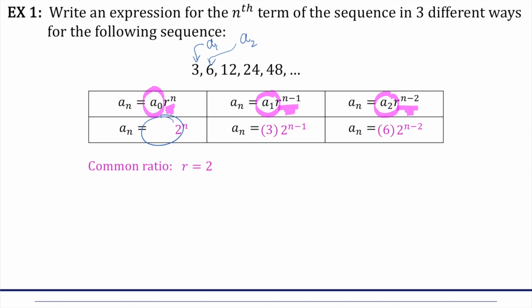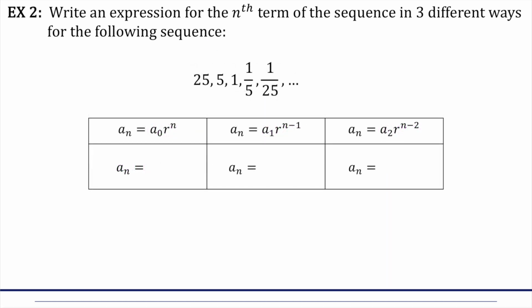What's a sub 0? Well, if you look at the a sub 2 term, it's 6. If you look at the a sub 1 term, it's 3. So we just have to use our common ratio going backwards. Instead of multiplying, we've got 6 divided by 2 is 3. So 3 divided by 2 will give us our a sub 0 term, which is 3/2.